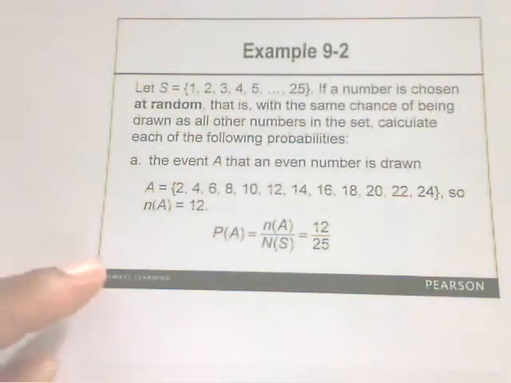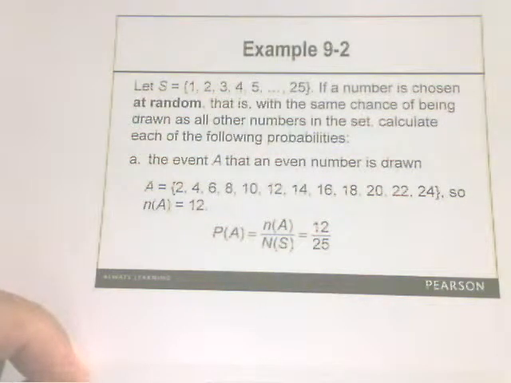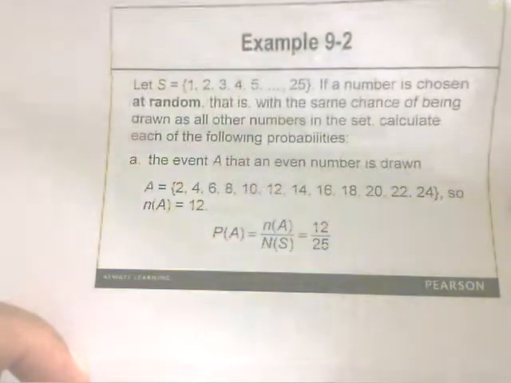So the probability of event A would be the number of elements in A, which is 12, divided by the number of elements in the sample space, which is 25. So it's 12 over 25.